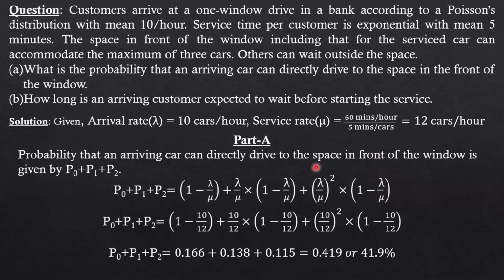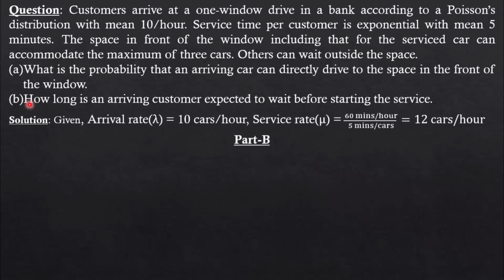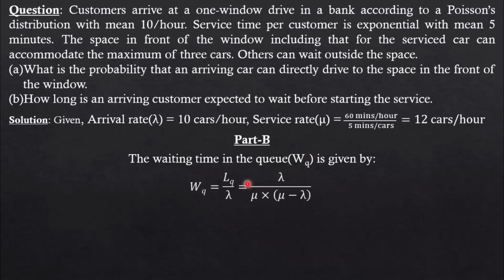Now let us move to the second part, part B, which says, how long is an arriving customer expected to wait before starting the service? So it is asking about the waiting time of the customer before starting the service, which means it is asking for the waiting time in the queue. It is represented by WQ, and we know that WQ is equal to LQ by lambda.